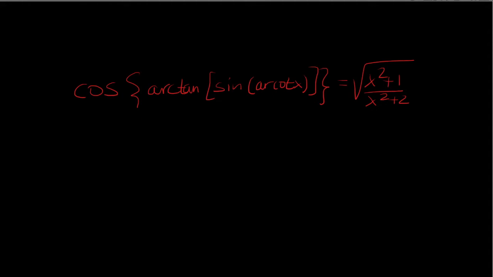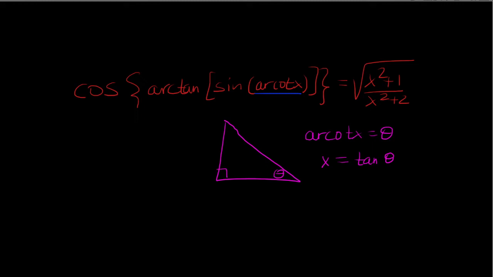Alright, first we're going to start inside with arccotangent x. For arccotangent x, we know we're going to have a right triangle. The angle is going to be theta. So arccotangent x, we'll let that equal theta, which means if we take the tangent of both sides, we have x is equal to tangent of theta, which we can rewrite as x over 1. And now tangent is opposite over adjacent, so this is going to be x, this is going to be 1, and the Pythagorean theorem says this is the square root of x squared plus 1.